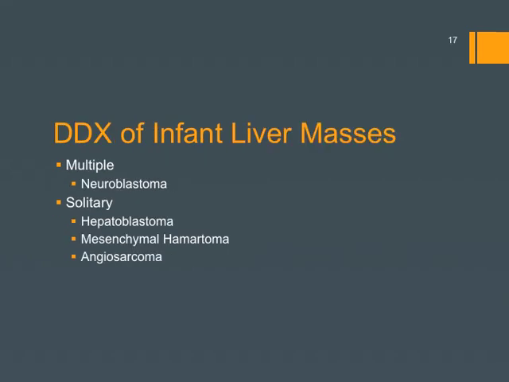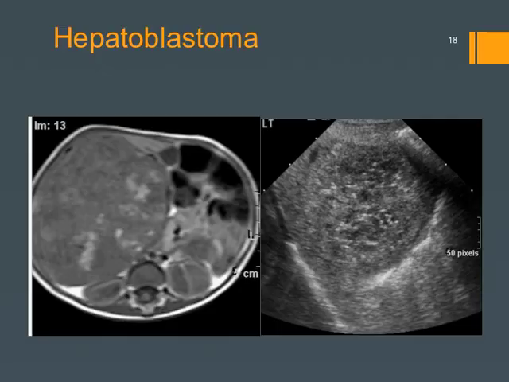The differential diagnosis of infant liver masses is divided into multiple and solitary. This is not an exhaustive list, but certainly includes the most common masses. Multiple lesions are typically neuroblastoma. Solitary lesions can be hepatoblastoma, mesenchymal hamartoma, and angiosarcoma.